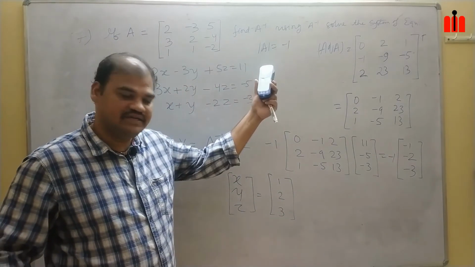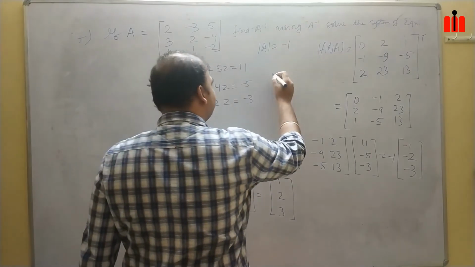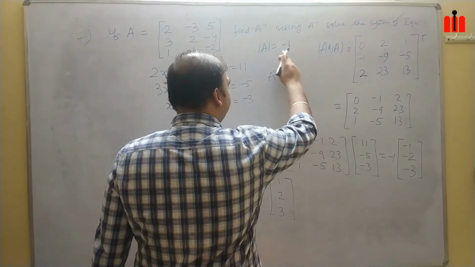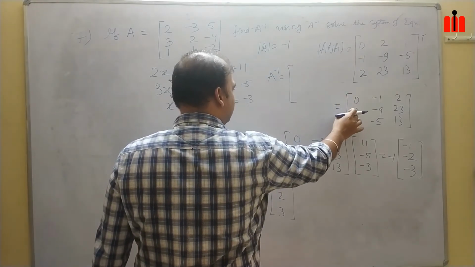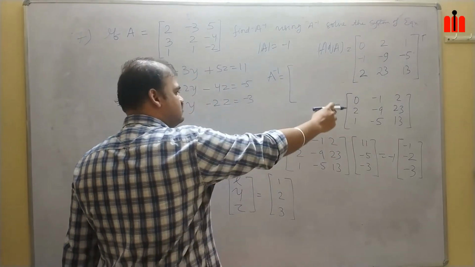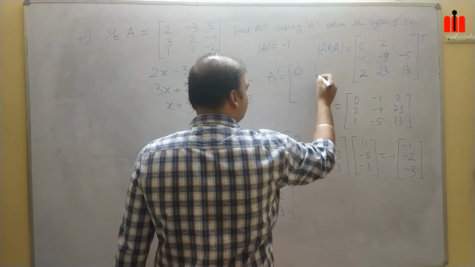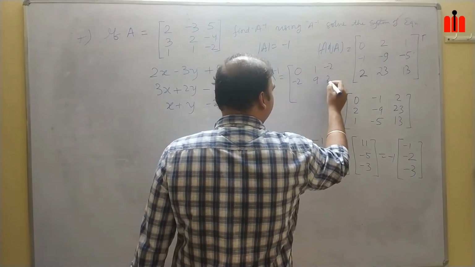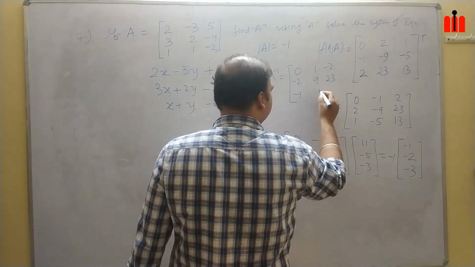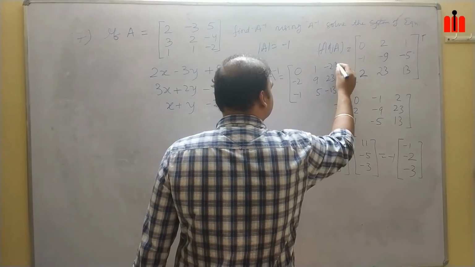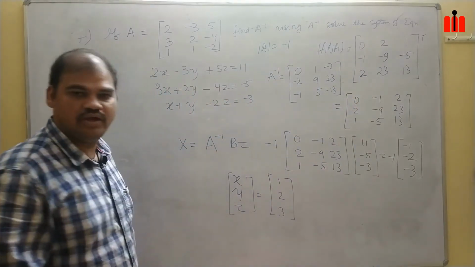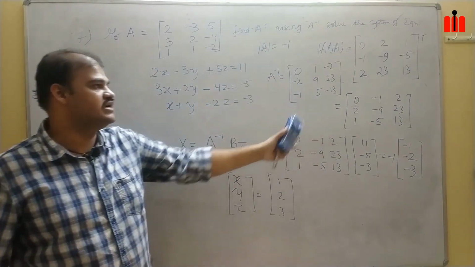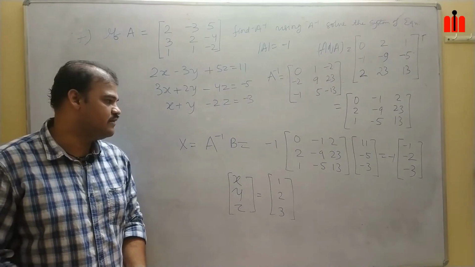Let's write one intermediate step over here. The intermediate step is for A inverse. So A inverse will be 1 by that A into adjoint A. You multiply this with minus 1, since that A is minus 1. So here it is 0, 1, minus 2, 9, 23, minus 1, 5, minus 13. This is the A inverse, one of the intermediate steps which we had missed.